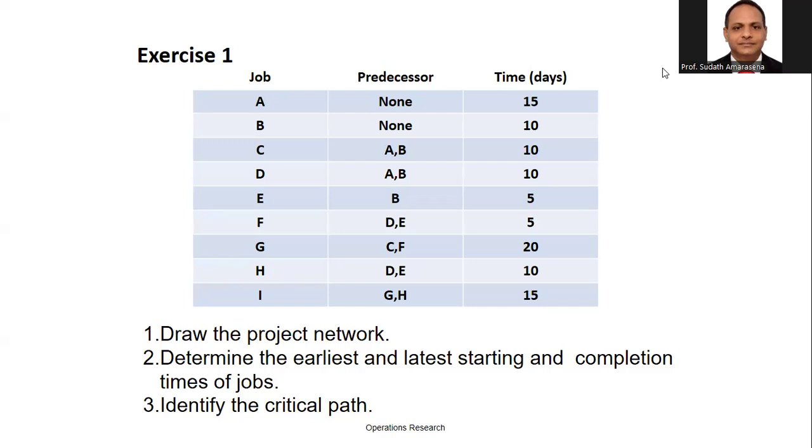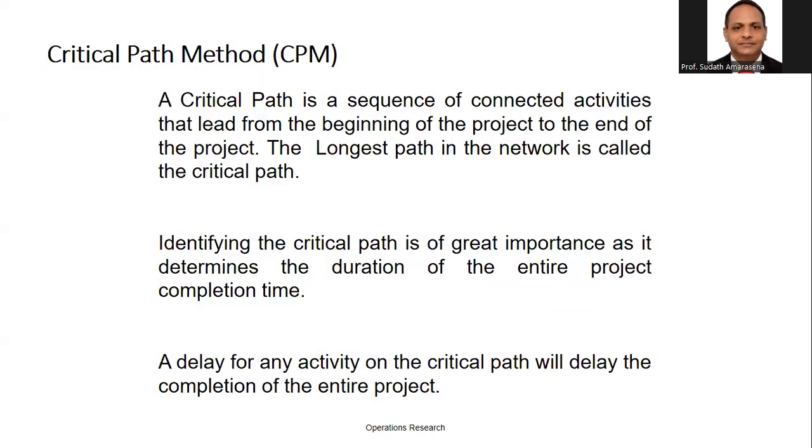Anyway, now I need to draw the diagram based on this particular example, because normally in the CPM method we can see only one column for the time period, right? In the CPM method, the critical path is a sequence of connected activities that lead from the beginning of the project to the end of the project. The longest path in the network we call the critical path. Identifying the critical path is of great importance. It determines the duration of the entire project completion time. A delay in any activity on the critical path will delay the completion of the entire project.